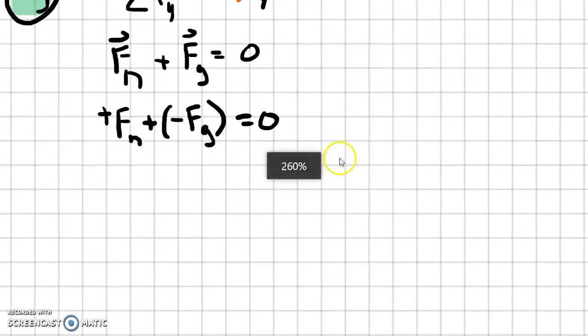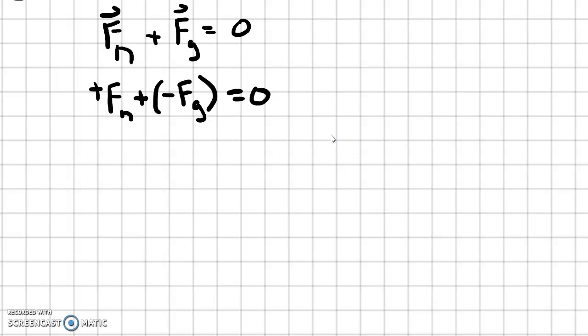Let me just zoom out a little bit here. Basically, what that means is that the normal force, if we solve this out, is going to equal the magnitude of the gravity force. Something else to remember is that the force of gravity acting on an object can be calculated by taking the mass of the object times the gravitational pull here on Earth, which of course is a familiar value of 9.8.